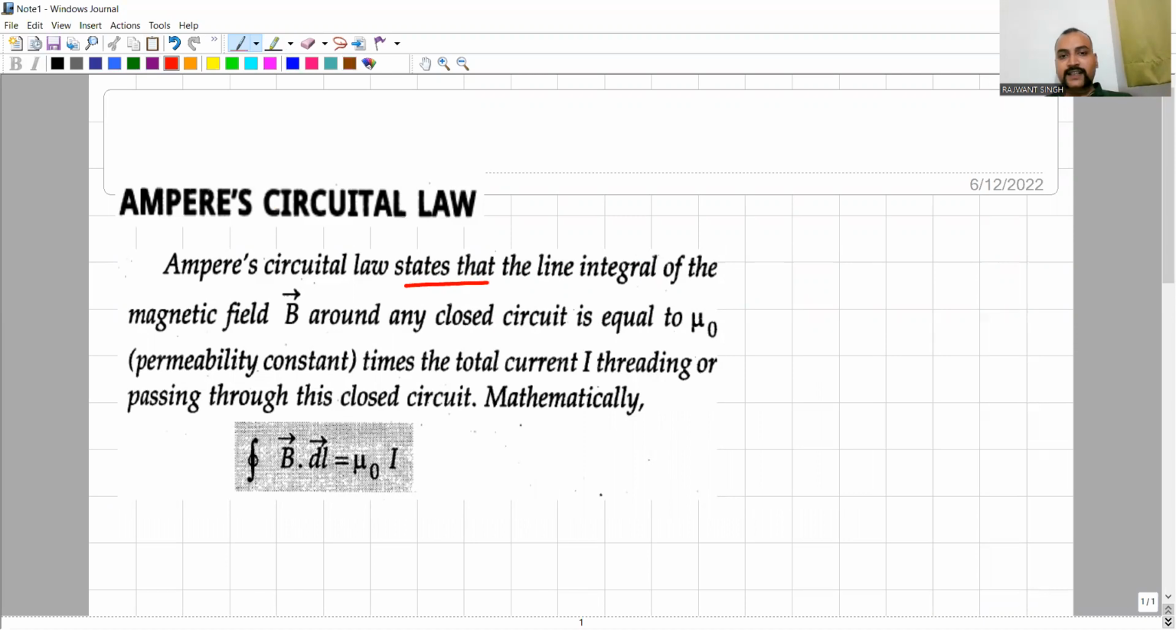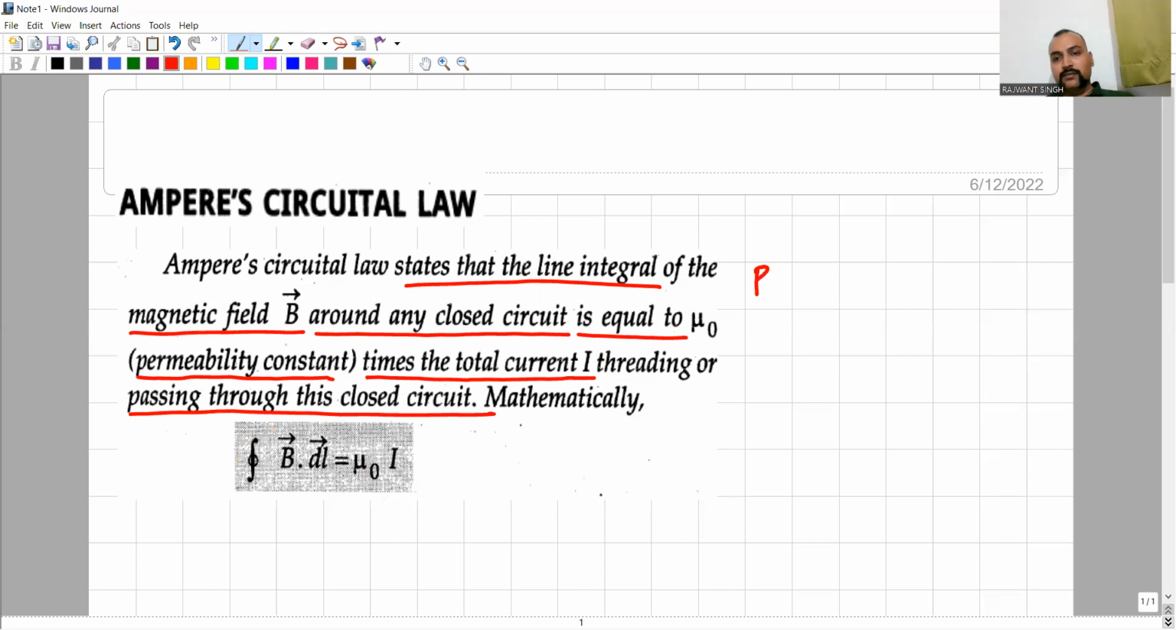Ampere's circuital law states that the line integral of the magnetic field around any closed circuit is equal to mu naught times, that is mu naught is the permeability, times the total current I threading or passing through this closed circuit. So mathematically, it would mean that the line integral of B dot dl, the magnetic field around, is equal to mu naught times the current that is passing through this closed circuit. Now, what does it mean?